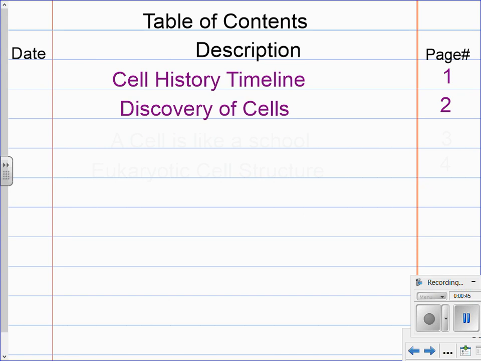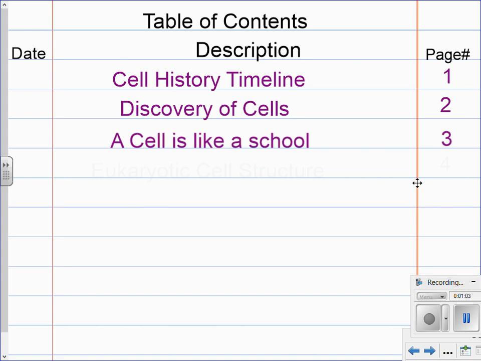So for today's date, we are going to be covering a cell is like a spool. Everyone needs to put this in your table of contents. If you don't have your notebook, make sure you look so you know what to put. This is page 3. And because this is page 3, what is it telling us?